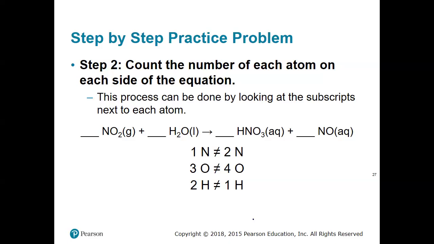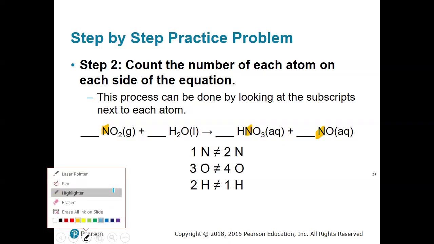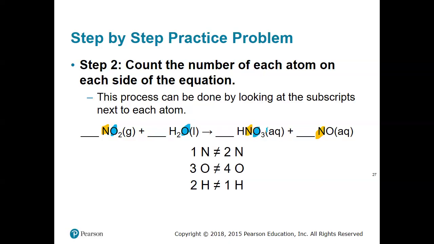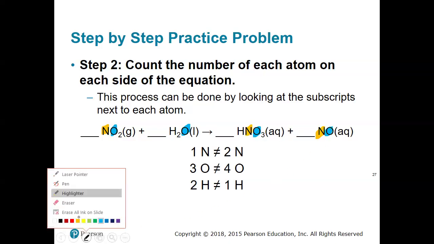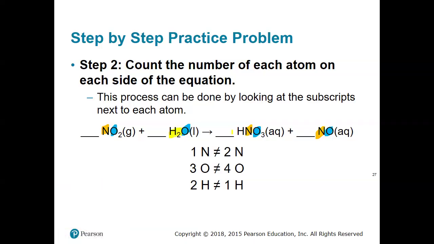Now comes the question of how do we start to balance it out? Where do we start? What element should we look at? And this is where we have to evaluate complexity. From a complexity standpoint, I can see that nitrogen, I'll highlight it in orange, nitrogen is in 3 of my molecules. Oxygen is in all 4. And hydrogen is only in these 2.